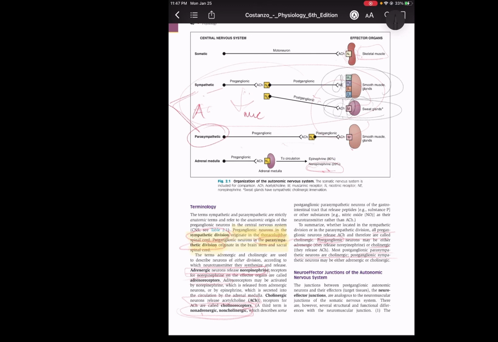Never forget that. Always remember this picture, so that whenever you see it, you just recall this picture and everything becomes easy. It's very easy if you remember this picture. You can just get the answer very quickly.